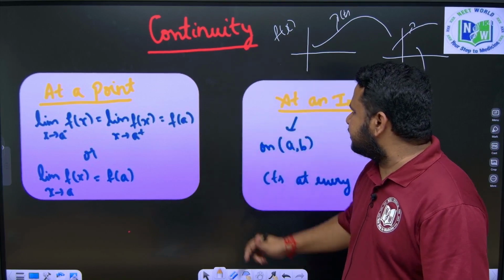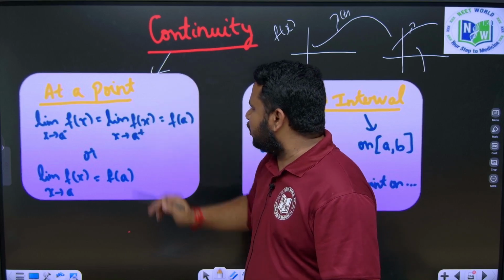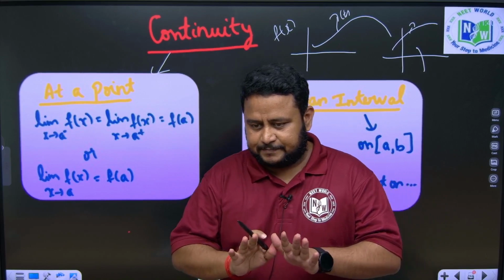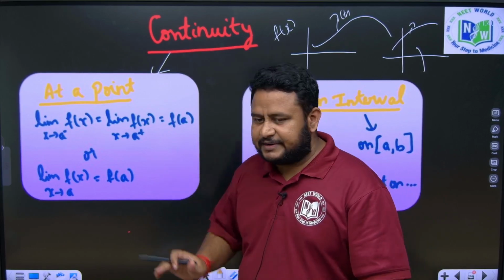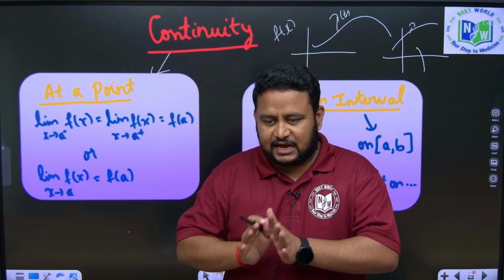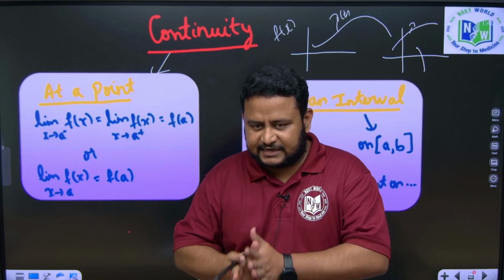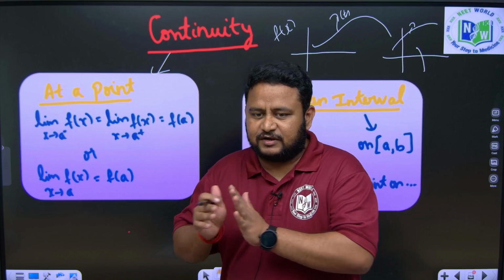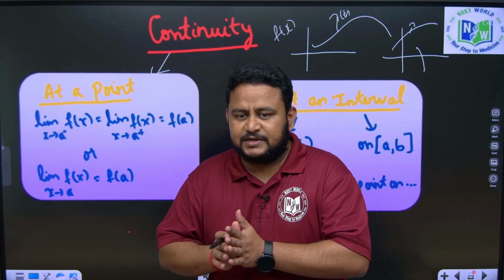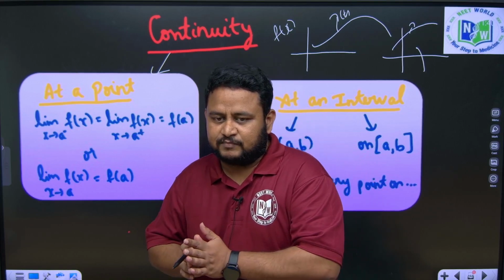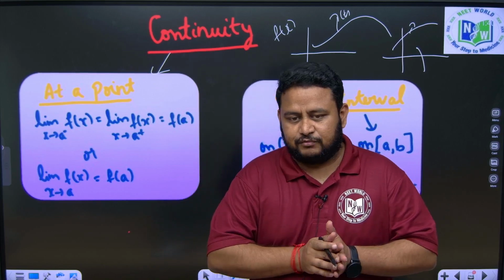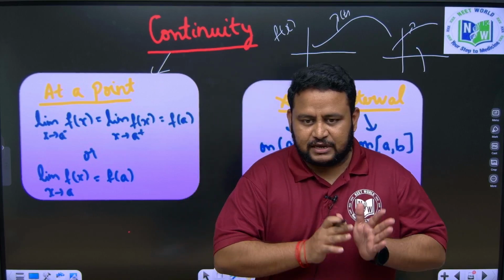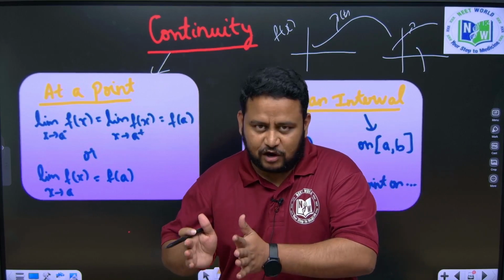Now when we talk about continuity at a point, first of all, for continuity the prerequisite is that there should be a limit. Till now in limits we learned that there should be LHL and RHL, that is left-handed limit and right-handed limit. Now we will go one step further: that LHL and RHL should be equal to f of that point. If x tends to 0, LHL and RHL should be equal to f of 0. If x tends to a, they should be equal to f of a.